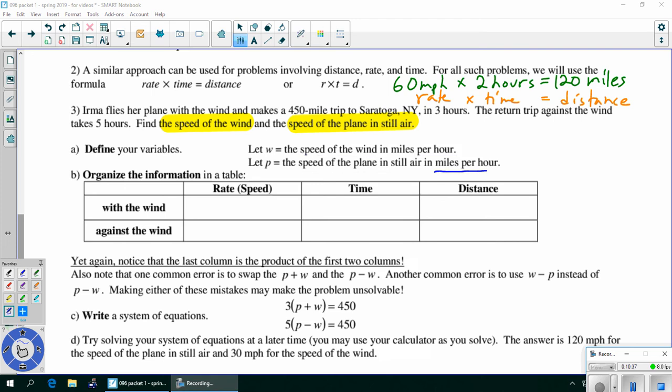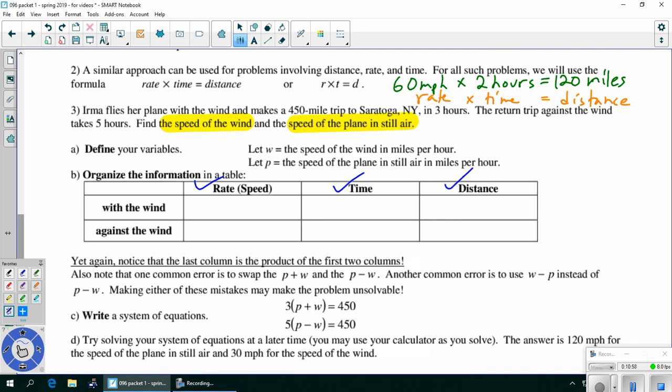So let's make our table here. You'll notice that this table is shorter than all the other tables. There's no third row in this table for a final or a total. So we've got two rows. We've got the with the wind trip and the against the wind trip. Those are our two legs. And then look at the column headings here. We've got the rate, and we've got the time, and we've got the distance. So let's start filling in.